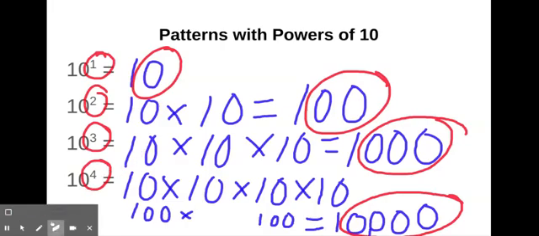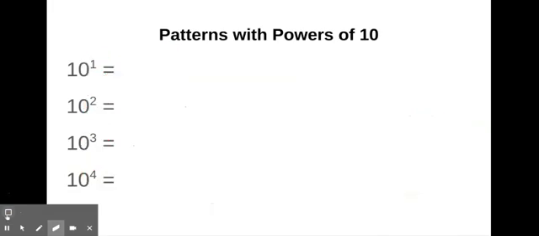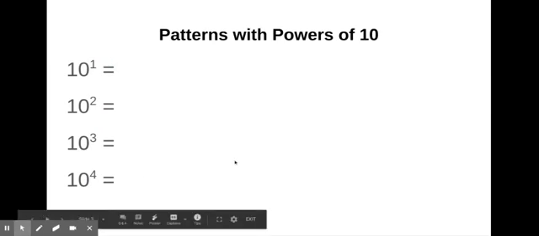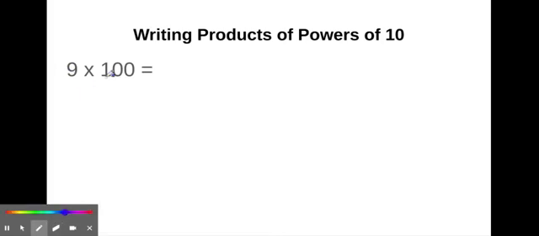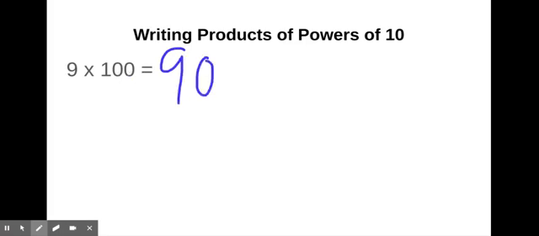So now that we've talked about exponents and powers of 10, let's take a look at some of the kinds of problems you'll see in today's work. In today's work, you'll be seeing problems kind of like this. So you've already done problems like these before. You know that 9 times 100, well, 9 times 1 is 9. We have 2 zeros, so we'll put 2 zeros on our answer. 9 times 100 is 900.